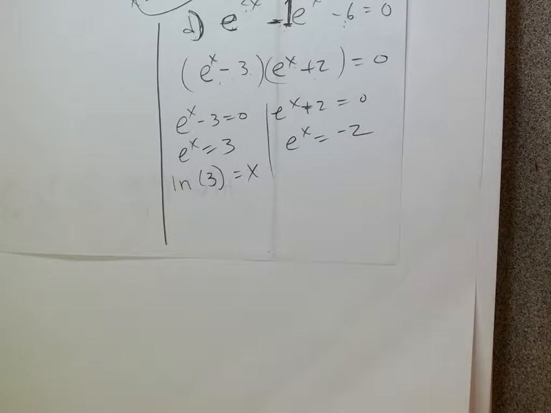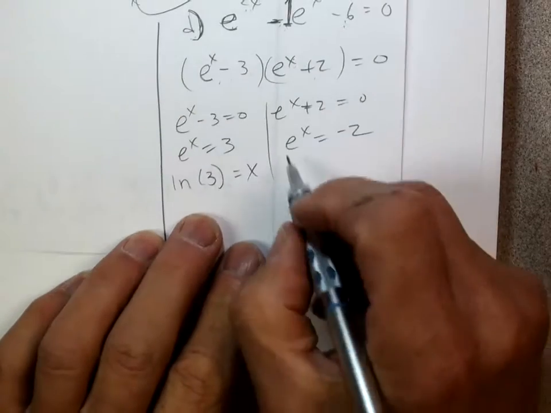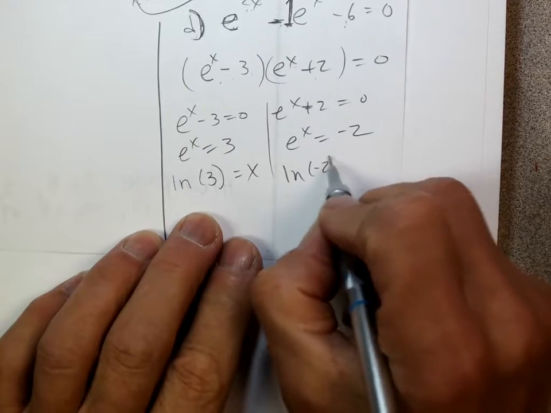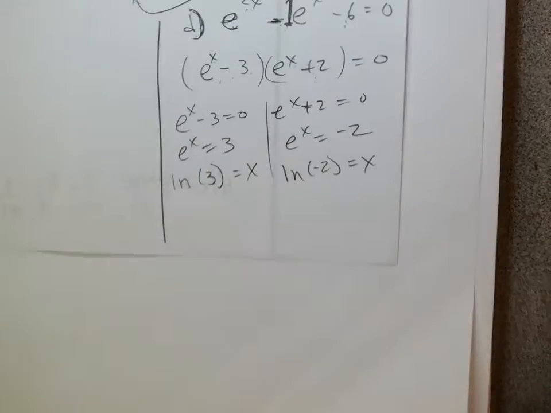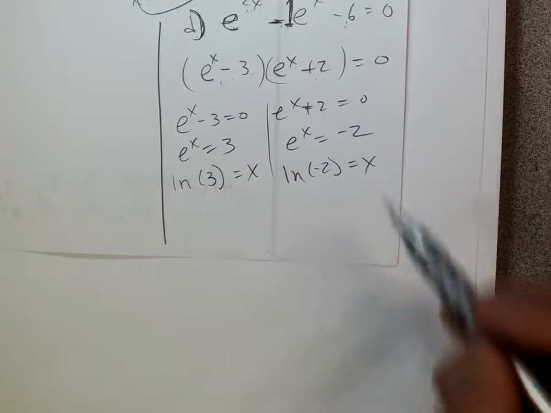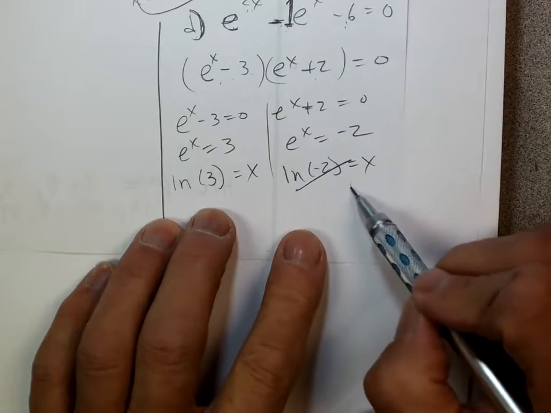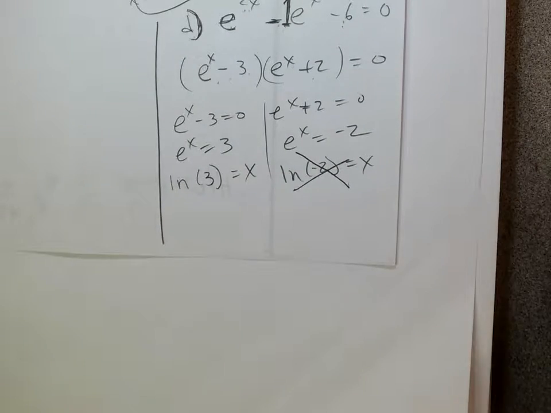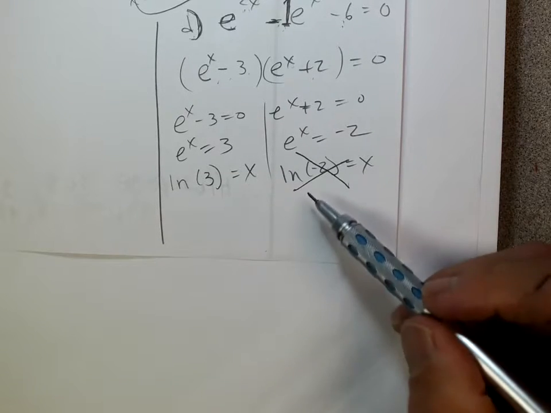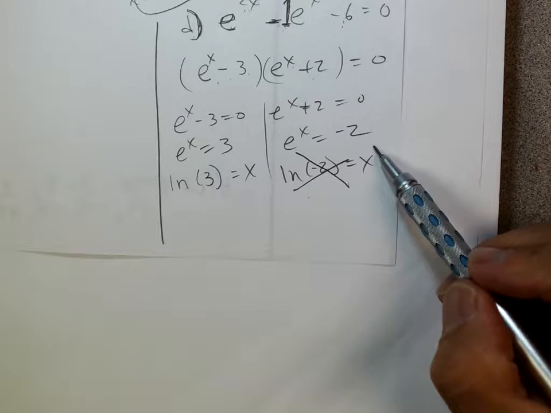ln is base e, right? And I'll do the same thing here. I'll go ln of negative 2 equals x, right? Now, before I even push any buttons, this is going to be an error. You cannot take the logs of negative numbers. You can't. Question is why? Well, something to any power, doesn't matter what power, will never be negative.